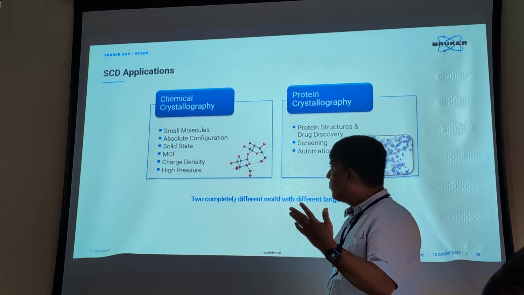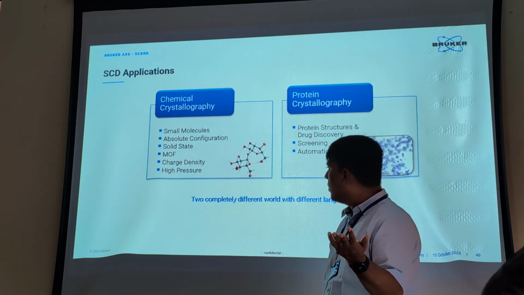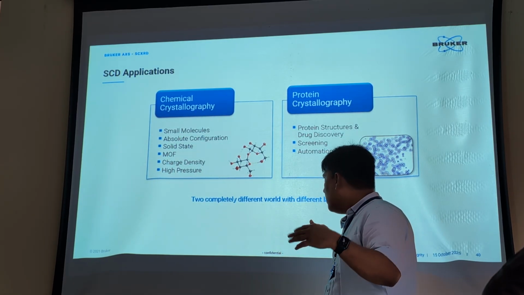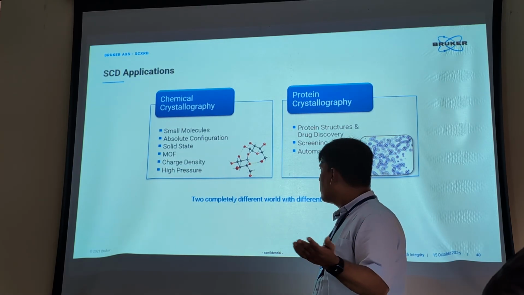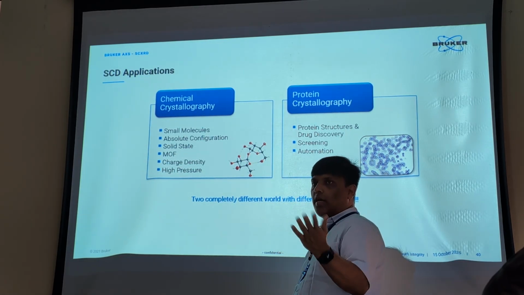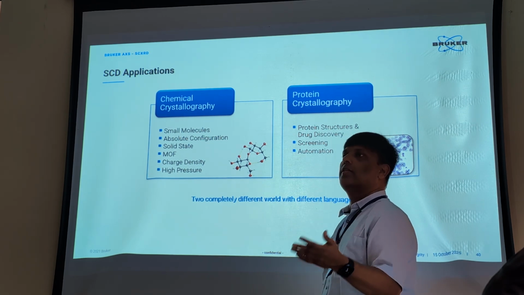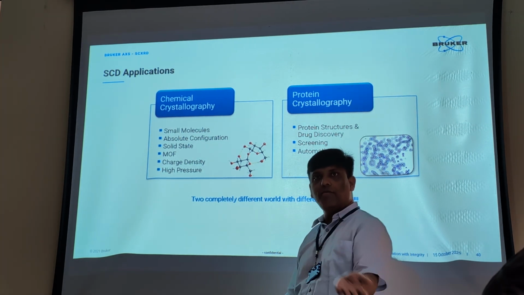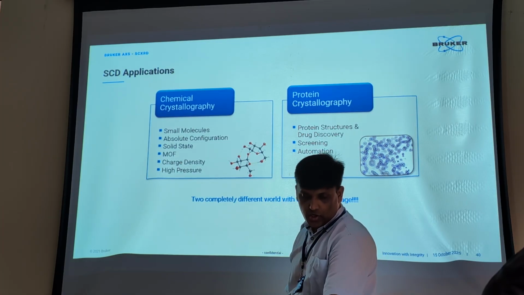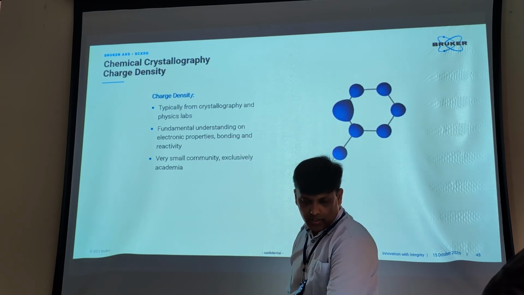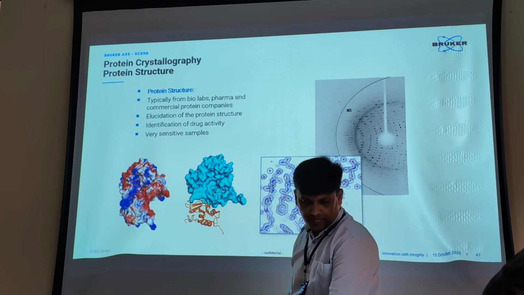Okay, so these are the applications in chemical crystallography and in protein crystallography. You can use it for any structure determination of small molecules, absolute configuration determination, solid state materials, metal organic frameworks, covalent organic frameworks, charge density studies, high pressure studies, high temperature studies, low temperature studies, protein, drug discovery, everything you can do with this instrument. Okay, details you know already, I can skip these.